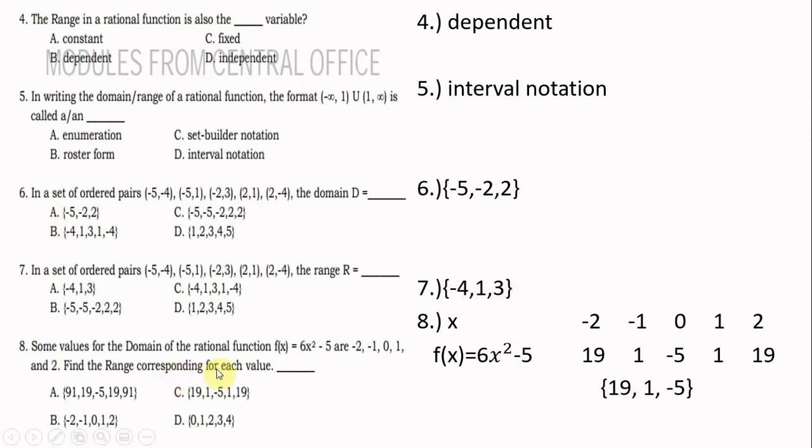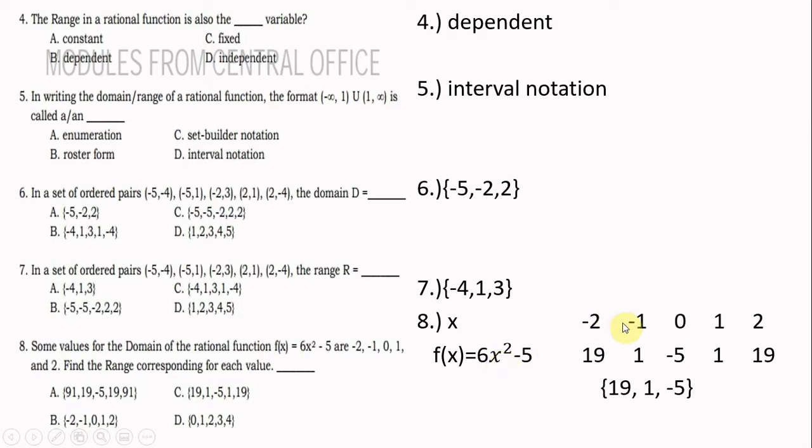Number 8, some values for the domain of the rational function f of x equals 6x squared minus 5 are -2, -1, 0, 1, and 2. Find the range corresponding to its value. So here our x values or the domains are -2, -1, 0, 1, and 2, and our function is f of x equals 6x squared minus 5. All you have to do is substitute each of these values for x. So substitute x by -2. This is -2 squared, that's 4, times 6, 24, minus 5 equals 19.